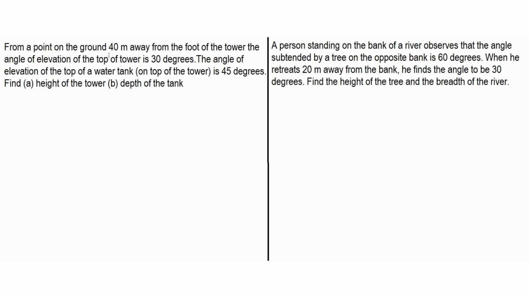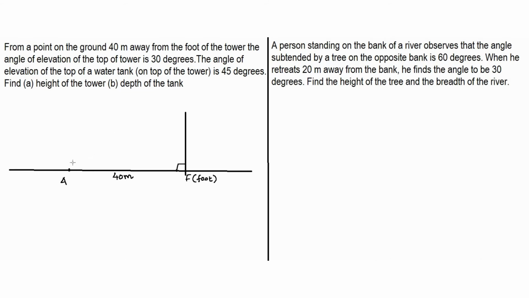From a point on the ground 40 meters away from the foot of the tower. So there is a tower. So let's draw the ground. Then there is a tower here, right? From a point on the ground 40 meters away from the foot of the tower. So where is the foot of the tower? The foot of the tower is situated right over here. This is the foot of the tower. So 40 meters away from the foot of the tower, there is a point here, which is say point A. And this is 40 meters away from the foot of the tower.